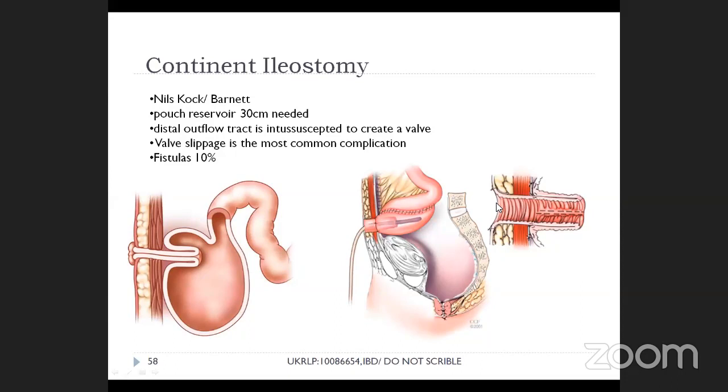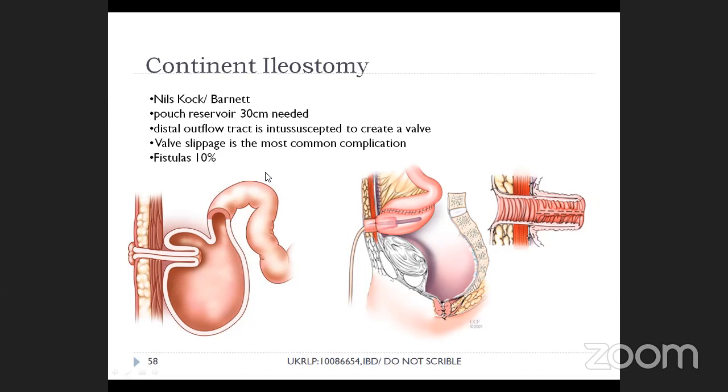In the continent ileostomy, the stoma is flush with the skin, and the catheter is inserted into the reservoir. Thereby, it drains the content. Usually, 6 to 8 times the reservoir is emptied. There is a chance of wall slippage. That's the common complication, and there's a chance of 10% fistula in these patients.